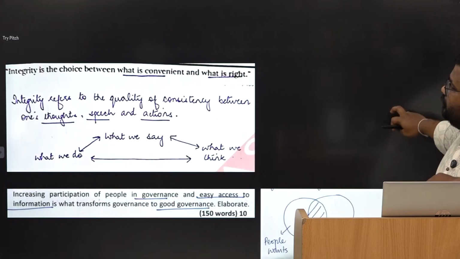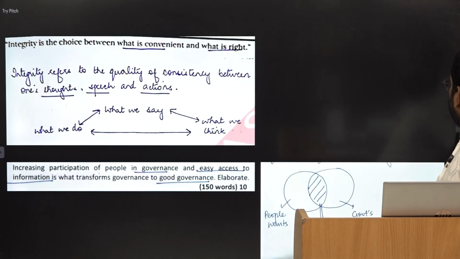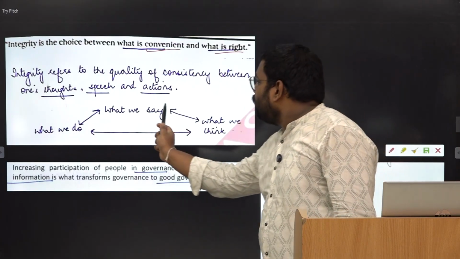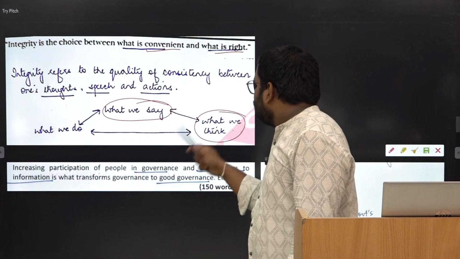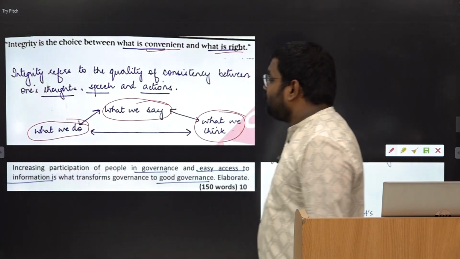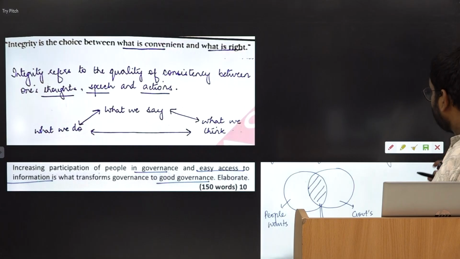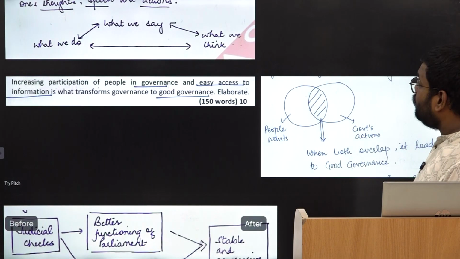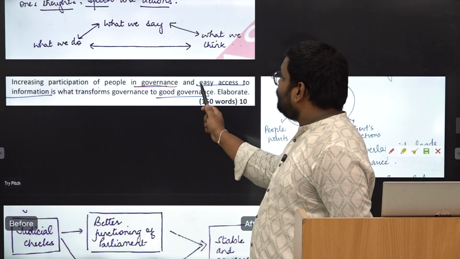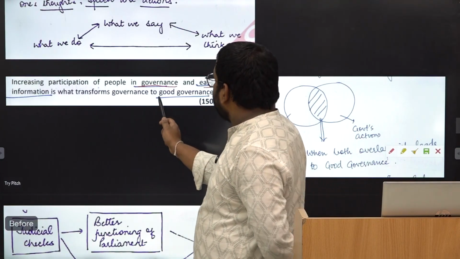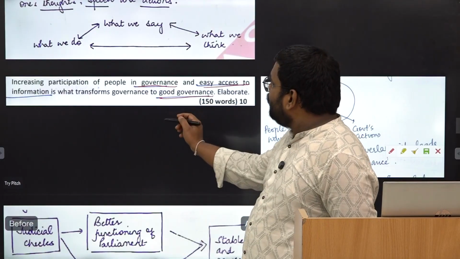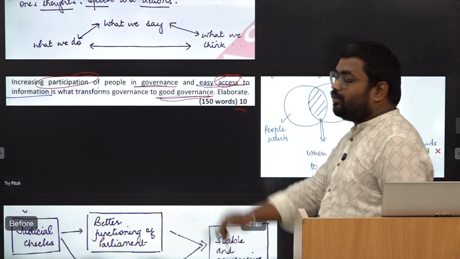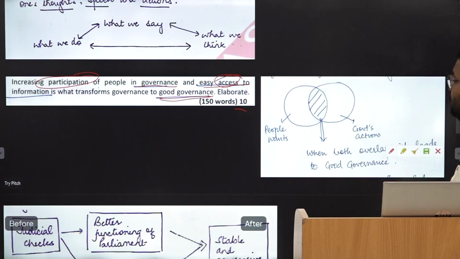Just for example, again, integrity is the choice between what is convenient and what is right. So all the three components of integrity, Smriti Mishra has highlighted the relationship between these three. This is Shubham Sharma. Okay, so increasing participation of people in governance and easy access to information leads to good governance. That is basically what they are asking. Participation plus access to information leads to good governance. Again, he has established the interlinking.